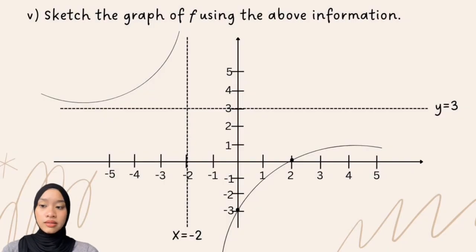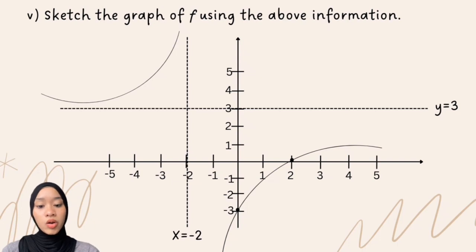The last question is to sketch the graph using the above information. So we already know that we have asymptote lines at x equal to negative 2 and y equal to 3. So we need to sketch those lines. After that, we need to sketch the curve between the interval negative infinity to negative 2, which is increasing and concave up. Besides that, negative 2 to positive infinity is increasing and concave down.